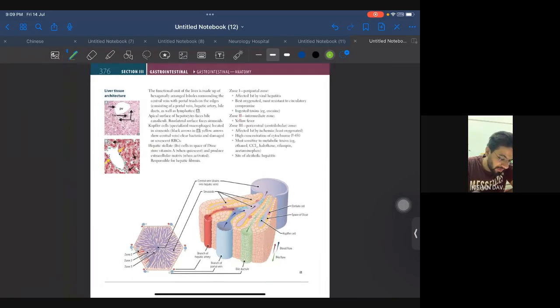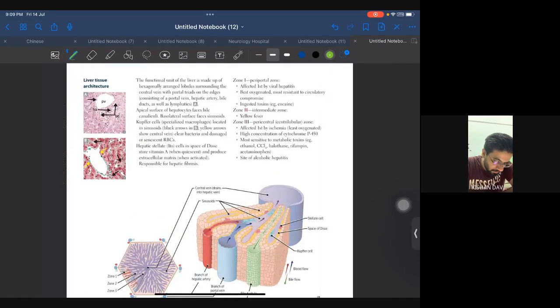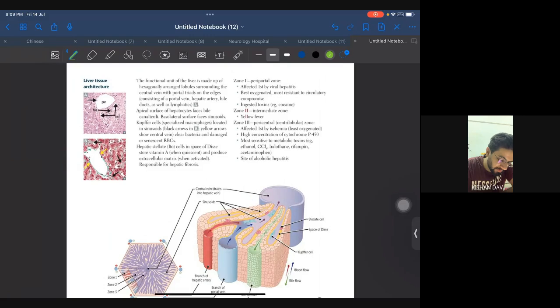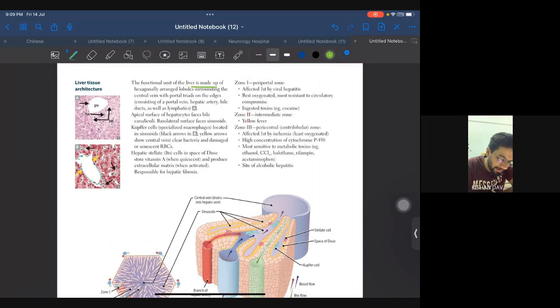All right, moving to the liver. In the liver, what all you need to remember is the functional unit of liver is made up of hexagonally arranged lobules. Okay, and what will come in the portal triad? Portal vein, hepatic artery, and bile duct.